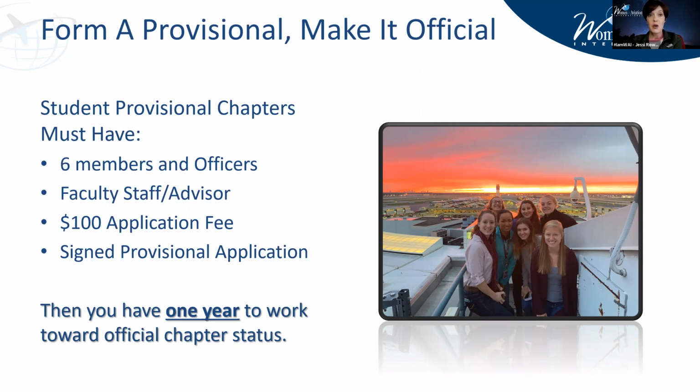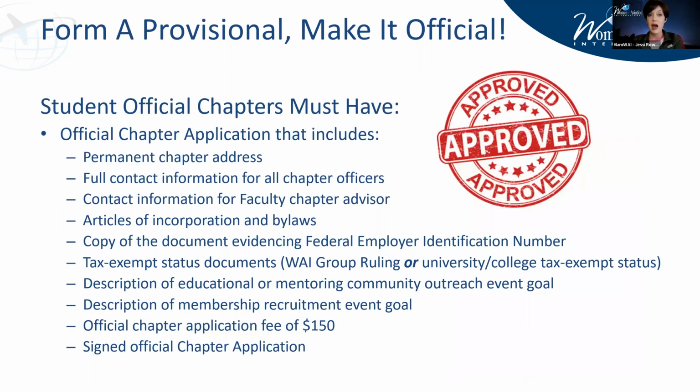Once we're trying to make that official, we must have an application that includes a permanent chapter address, full contact information for all of the chapter advisors, the contact information for the faculty chapter advisor, which is very important, and I'm going to tell you why here in just a couple of minutes. The articles of incorporation and bylaws specific to that chapter, documents evidencing the federal employer identification number, tax exempt status documents, either the WAI group ruling or the university or college tax exempt status, a description of educational or mentoring community outreach event goals, a description of membership recruitment event goals, an official chapter application fee of $150, and a signed official chapter application.